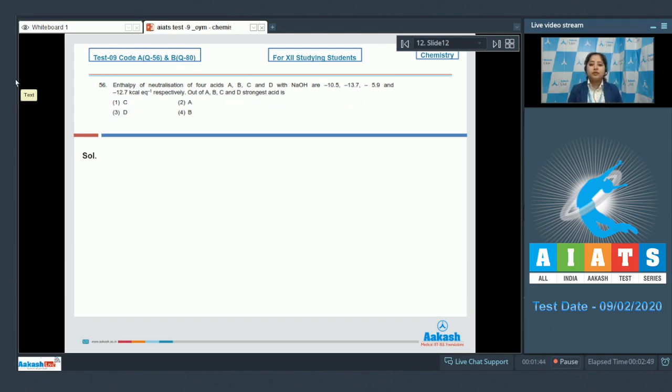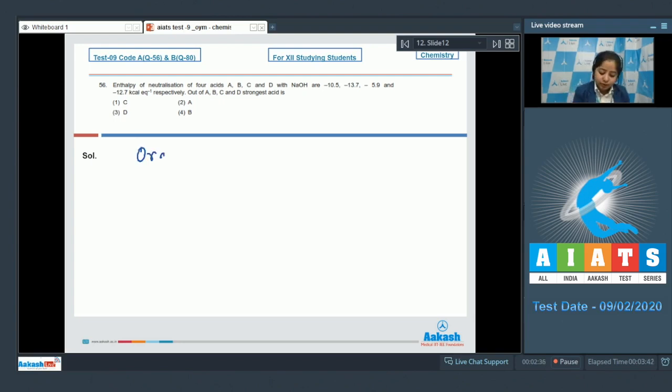Students, for this question, first of all, we need to know that for stronger acid, the negative value of enthalpy of neutralization will be more. That means more energy is released for stronger acid. So we can easily arrange the given acids in their correct order of acidic strength.